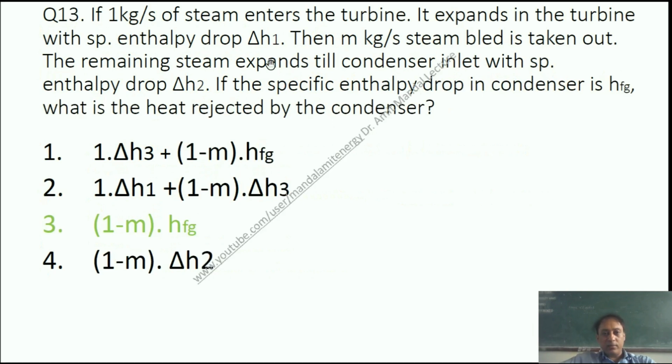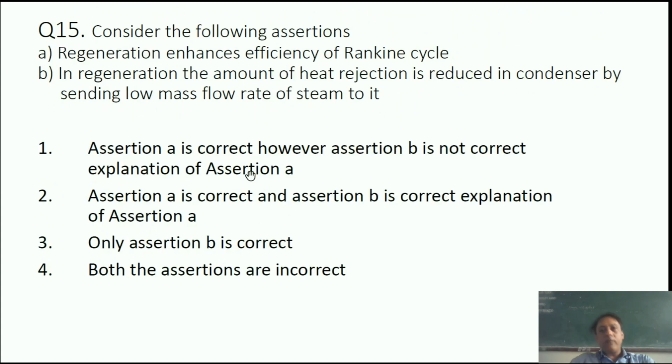Here you can see. Already told that through the condenser, the total amount of steam reaching is 1 minus m kg. m is already taken out for steam bleed. So if less steam will go toward the condenser, there is lower heat rejection to the atmosphere, and from the entire system, lower heat loss to the atmosphere. So it enhances the efficiency of the system.